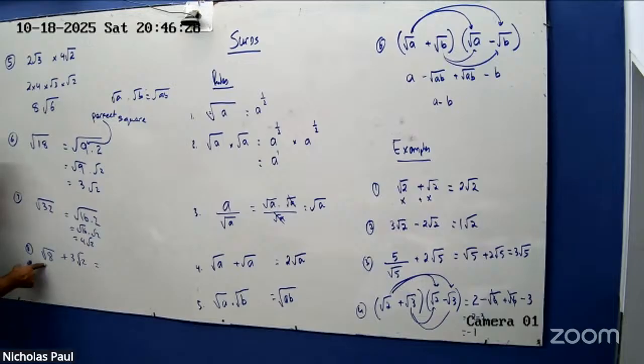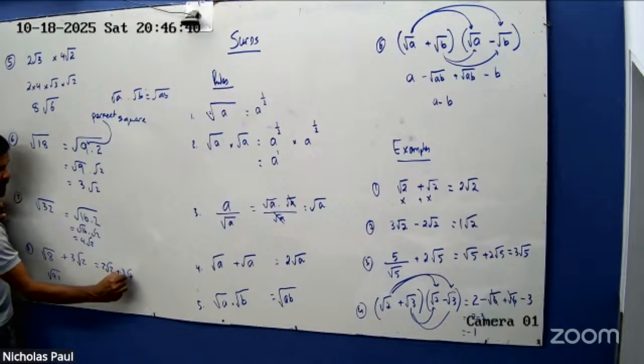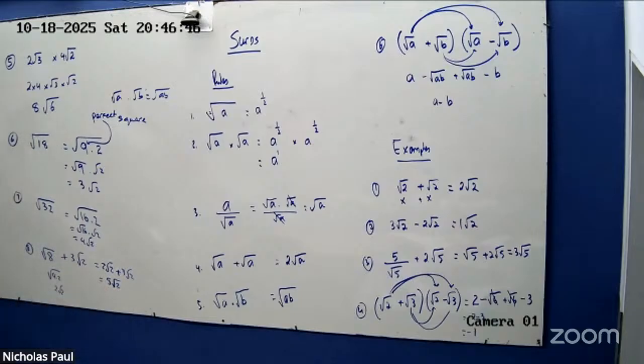Nice. So we know that 8 is 4 by 2, so that's 2 root 2. So it will be 2 root 2 plus 3 root 2. 2 plus 3 is 5. That's okay.